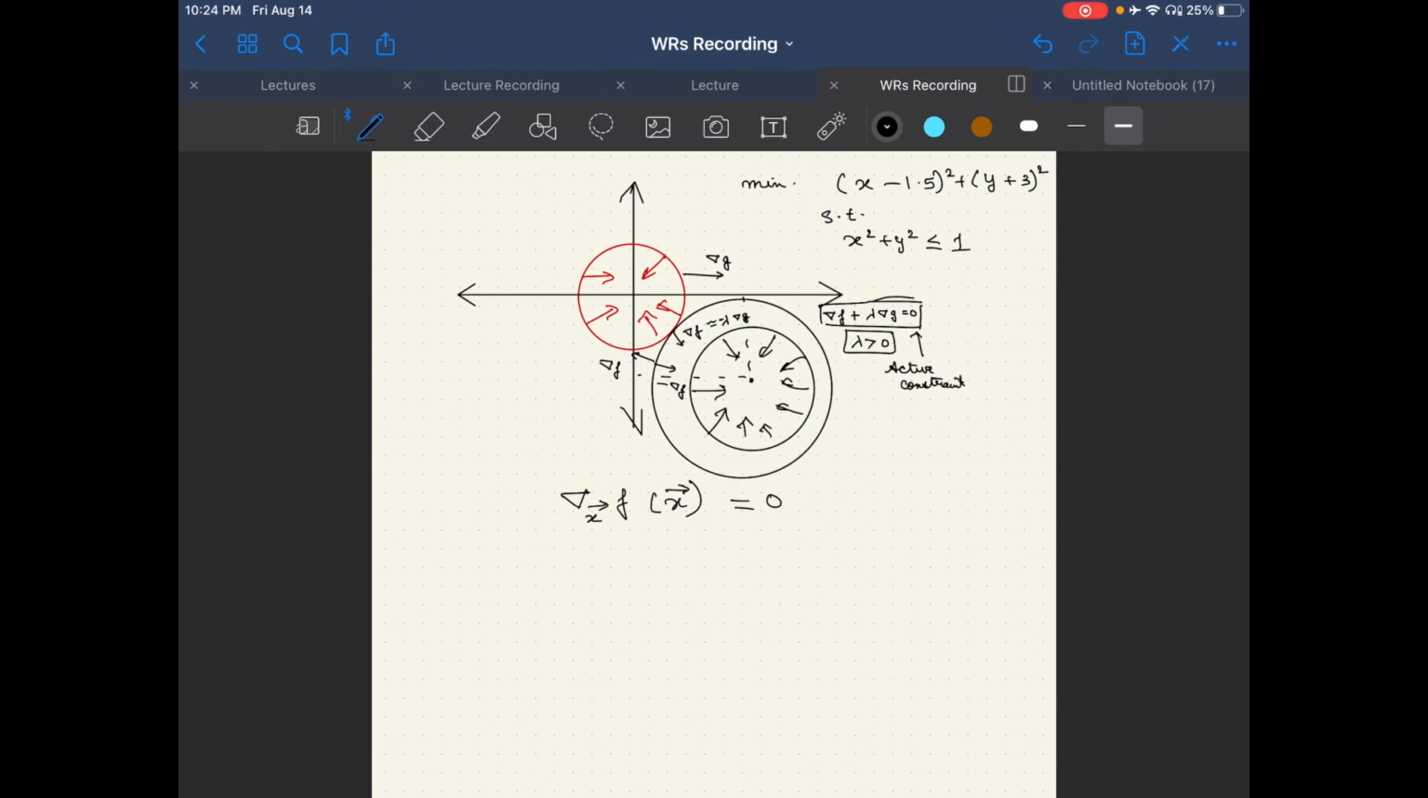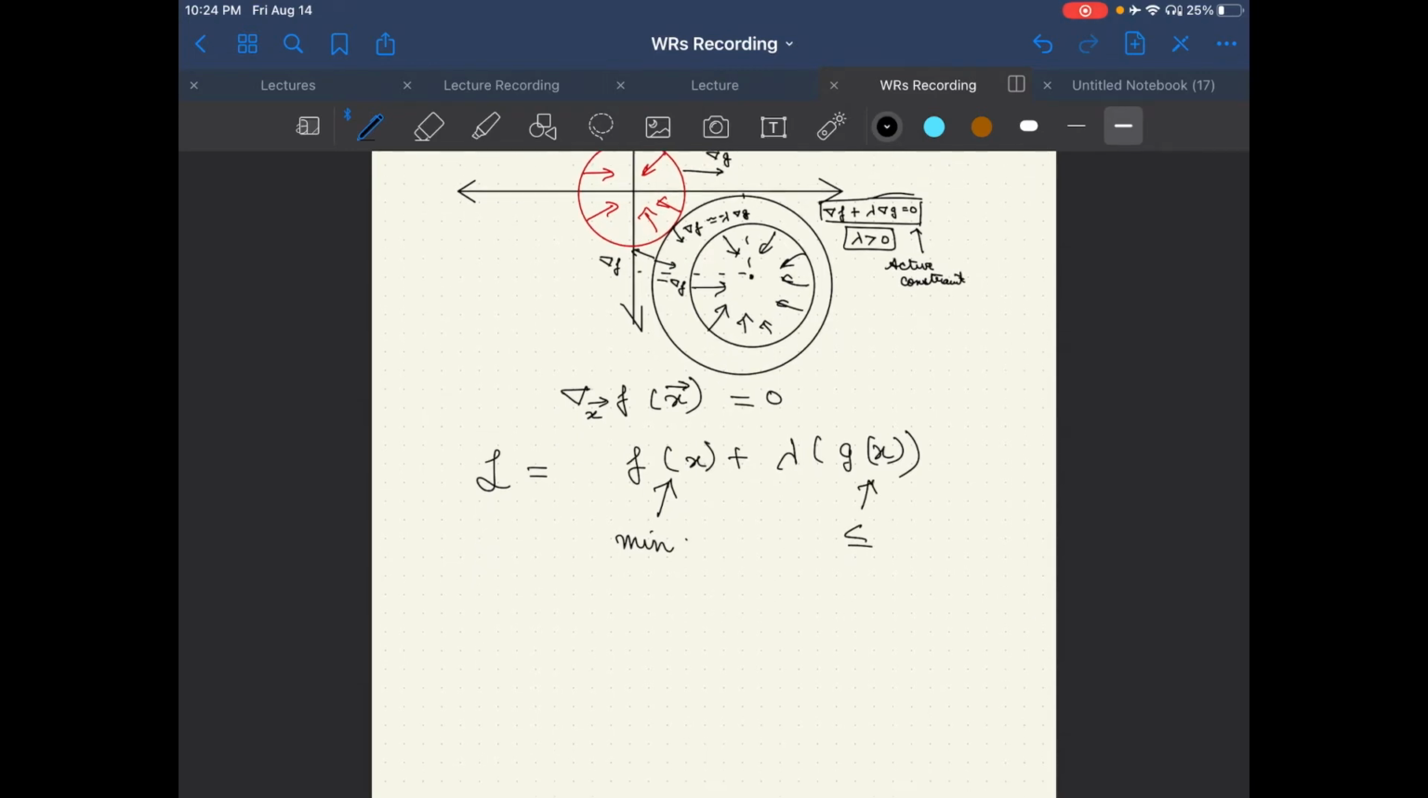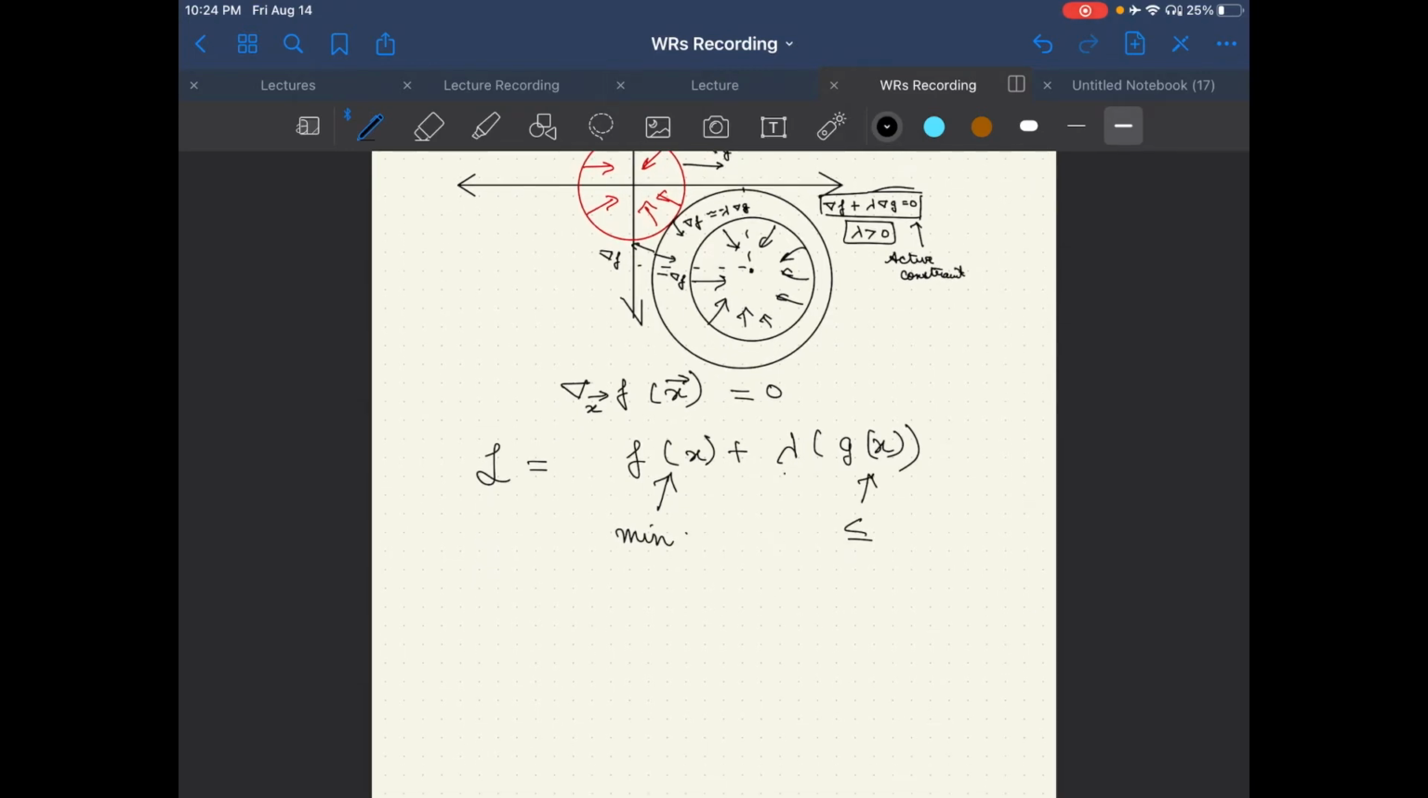But in this case, we will introduce a Lagrange function. We would say that here the Lagrangian is given by f(x) + lambda g(x), where f(x) is the minimization problem, g(x) are the less than or equal to constraints, and lambda is our Lagrange multiplier.